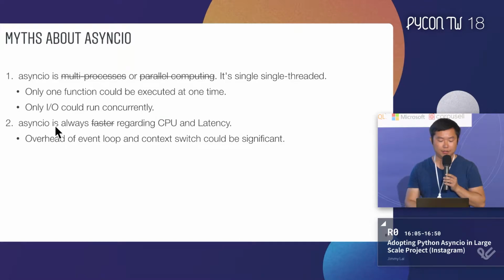And second, async I/O is not always faster regarding CPU and latency. Because for CPU, async I/O has the overhead of the event loop. The event loop needs to do context switches between different async functions. So there will be CPU overhead, and it usually will use more CPU. And for latency, simply converting your blocking I/O to async I/O won't come with a latency win. You need to restructure your code to explicitly specify which I/O can run concurrently to get the latency win.